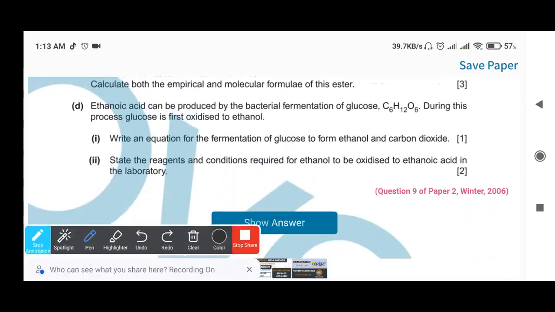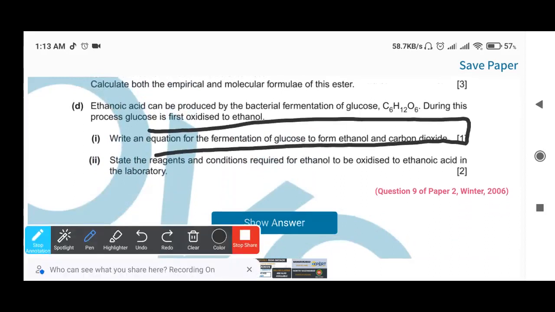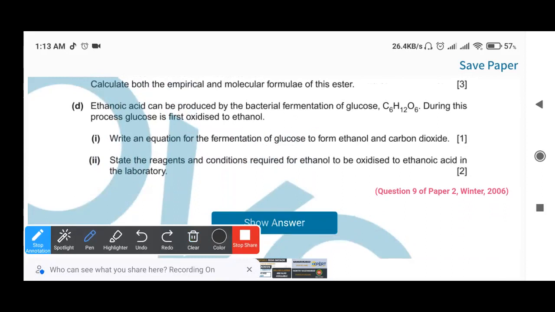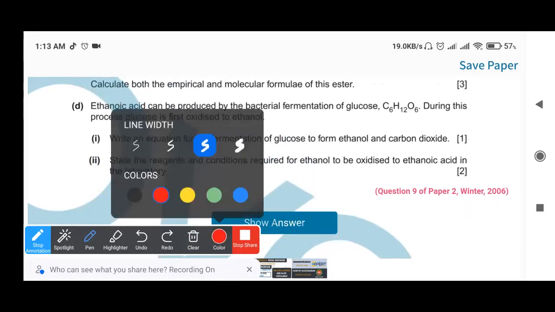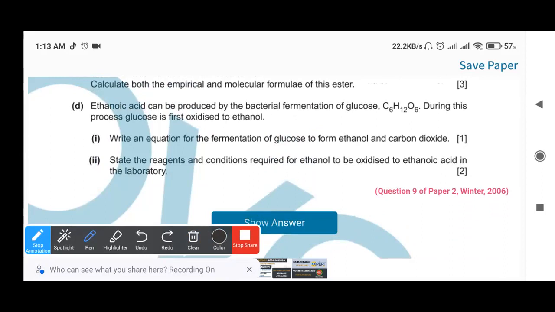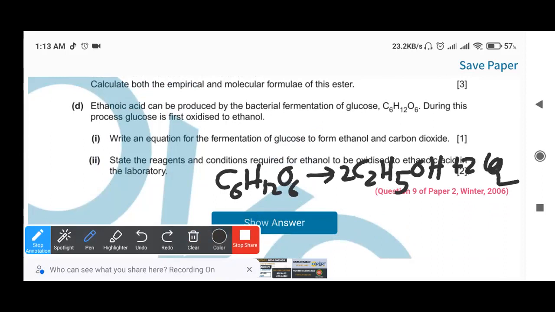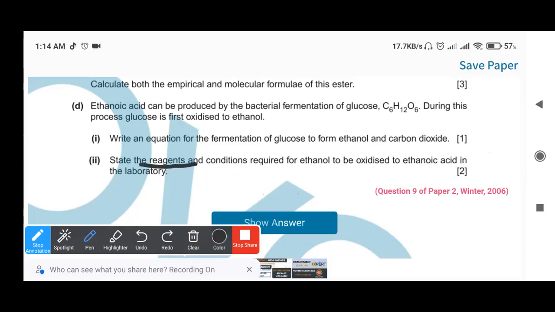Okay. So here it's a question of fermentation. Let's discuss. Fermentation is a sort of anaerobic respiration carried out by yeast to form ethanol from glucose. Let's write the equation. Please memorize this equation. This will give 2C2H5OH and 2 carbon dioxide. So for the reagent we just need glucose and yeast.